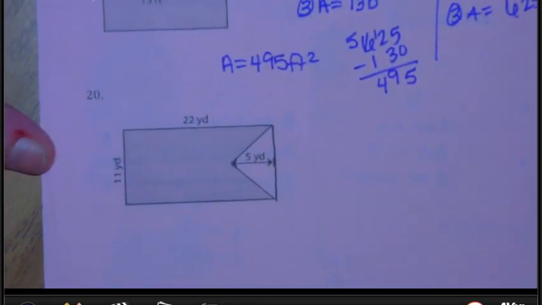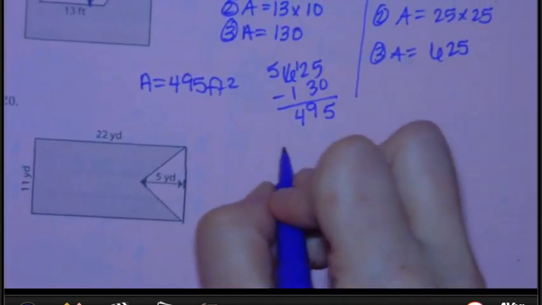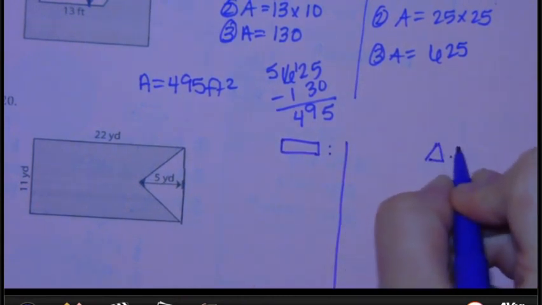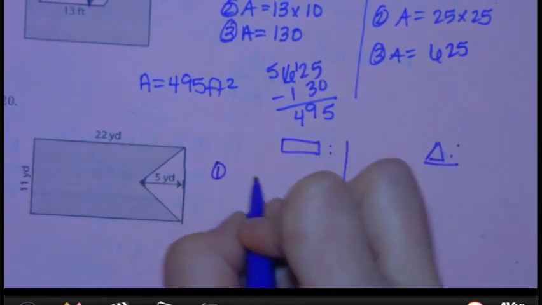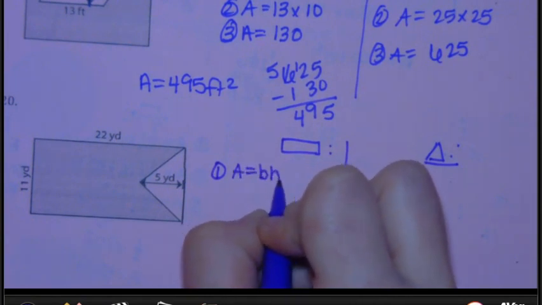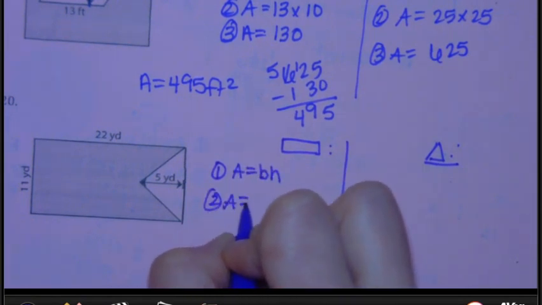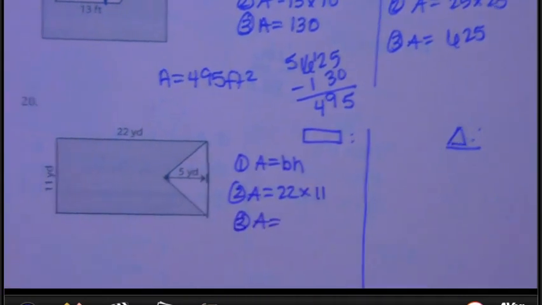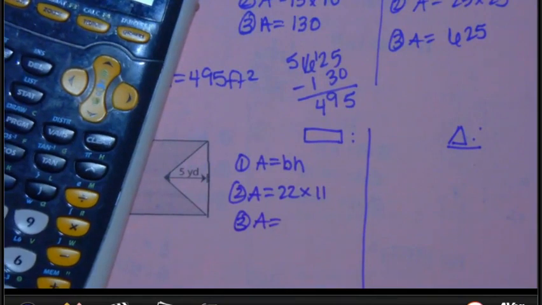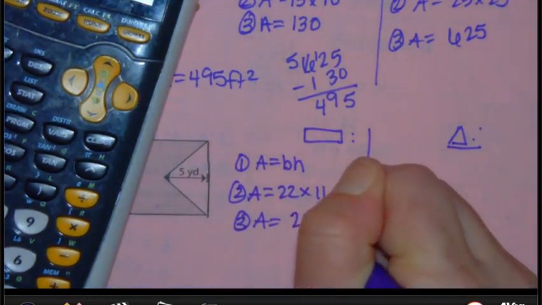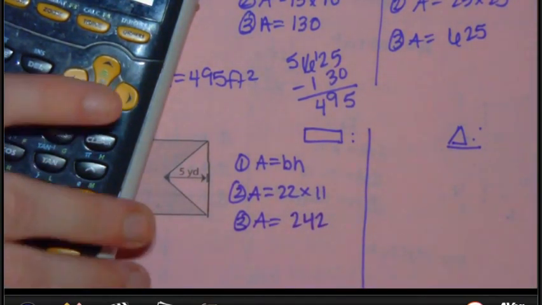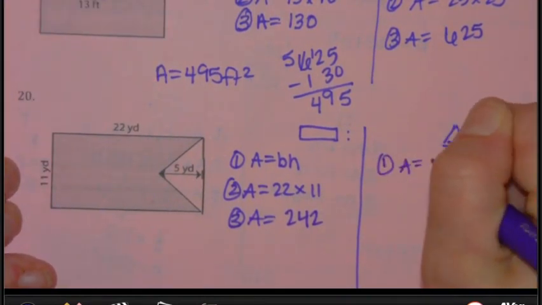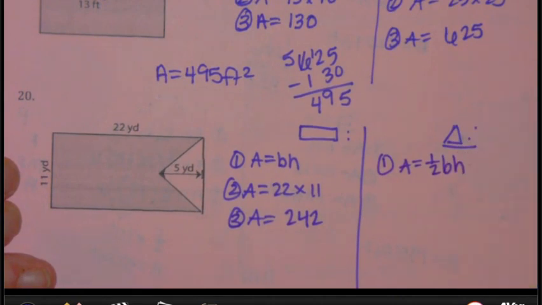All right, and then number 20, I have a rectangle and a triangle. So I have my rectangle here, and then I have my triangle here. My area formula for a rectangle is A equals B times H. So area is equal to 22 times 11, giving me an area of 242. Now for my triangle, we just learned our formula is 1/2 base times the height.